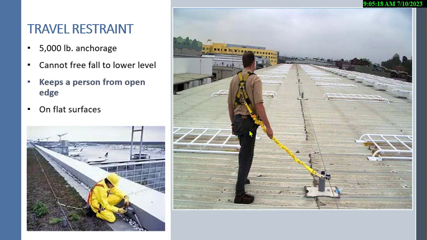So the travel restraint system, you're going to do some work. You got the length of the lanyard measured out. They can't get to the edge. It's a good system. It doesn't require much. The anchorage is going to still be 5,000 pounds. They're going to use what they call davits.